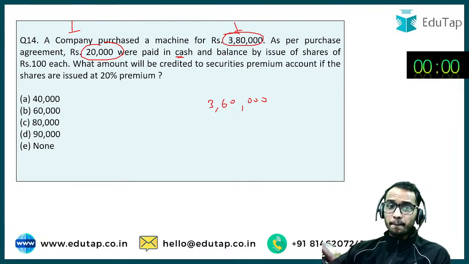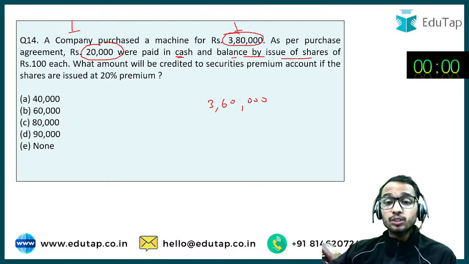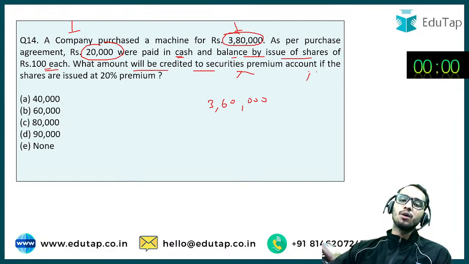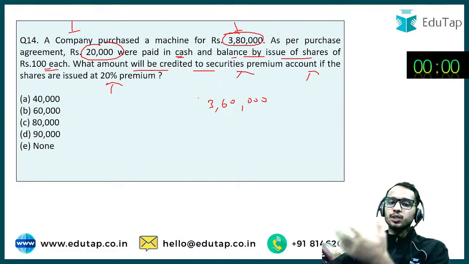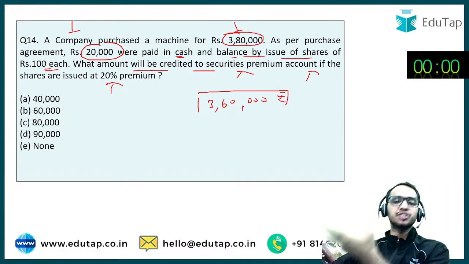Let's read out the question again. Rupees 20,000 were paid in cash. Balance is paid by issuance of shares of rupees 100 each. What amount will be credited to security premium account if the shares are issued at 20% premium? Very easy question. You have to pay 3,60,000 rupees, and you are paying it in the form of shares.